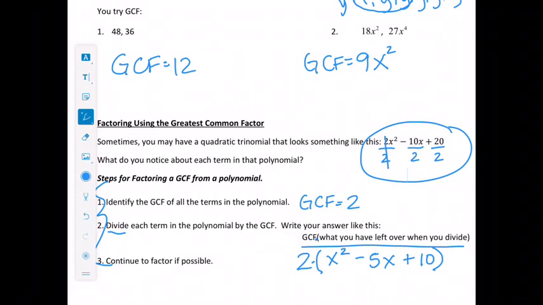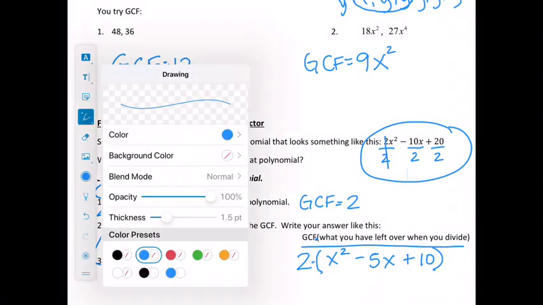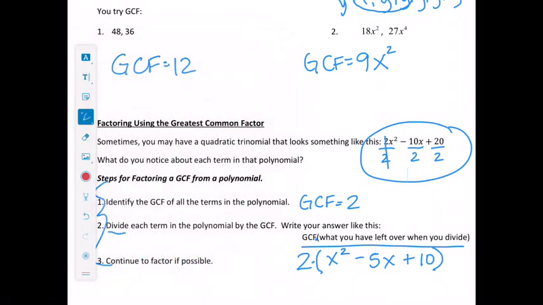Step 3 is to continue to factor if possible. We're going to get to that step next time we talk, all right? But I want to take a minute before we go any further and show you what we're really doing here. As you can see, the key word here is that we're dividing. Factoring is kind of like dividing. What's the opposite of dividing? Multiplying, right? You know how to multiply polynomials.